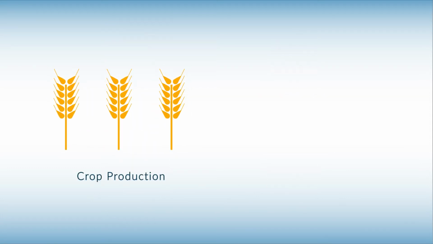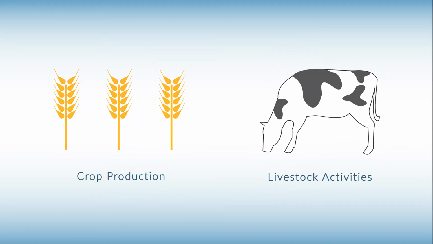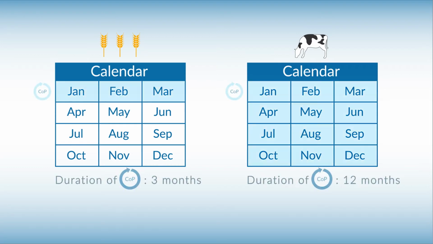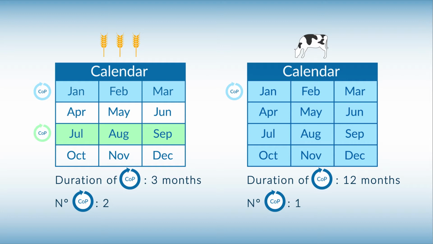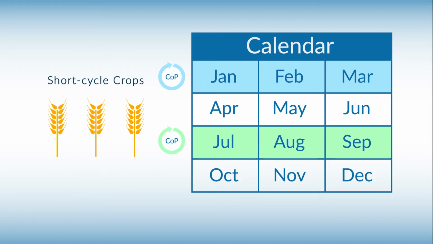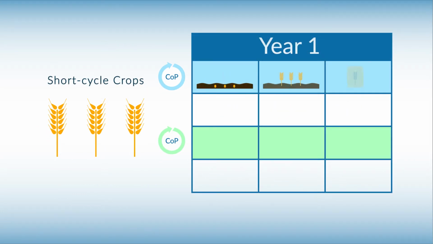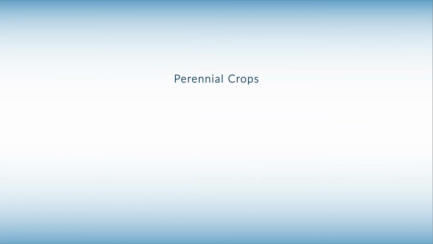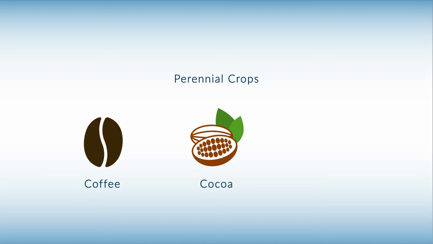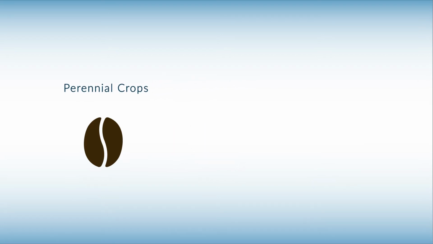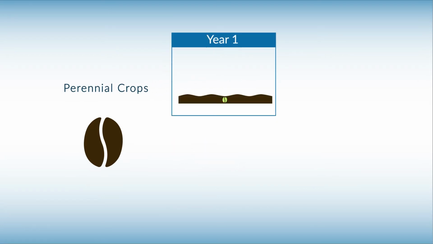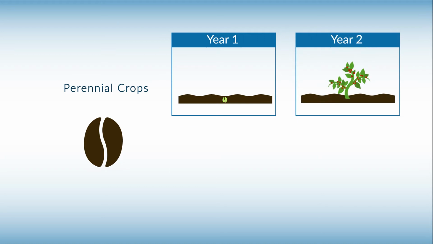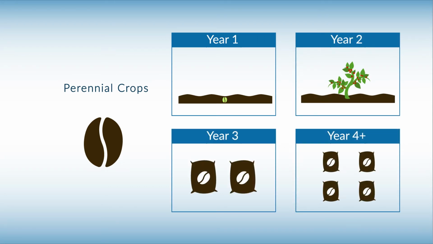For crop production or livestock activities, it is necessary to specify the duration of the cycle of production and how many cycles can be obtained in 1 year. Short cycle crops such as grains can be planted and harvested one or more times within a year, whereas perennial crops such as coffee and cocoa plantations or fruit trees are planted in a given year, and once the plantations develop, annual harvests can be obtained over a number of years.